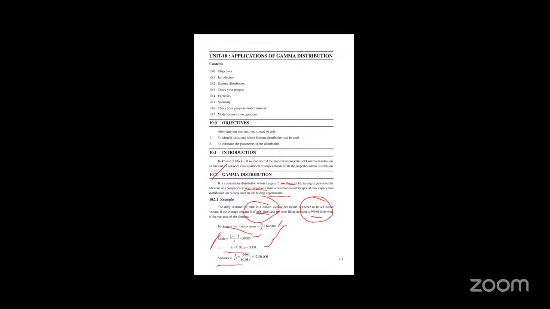What is the variance formula? Variance is P by lambda square. What P value did we get? We got 3000 by solving these 2 equations, with lambda 0.05. So variance is P by lambda square, where P is 3000 and lambda is 0.05 squared, which equals 12 lakhs.